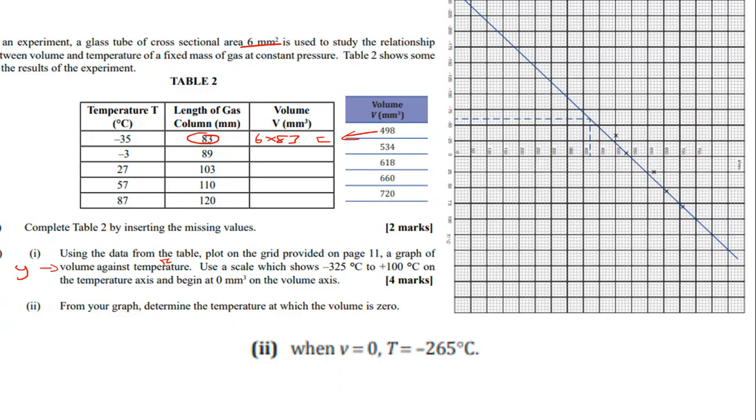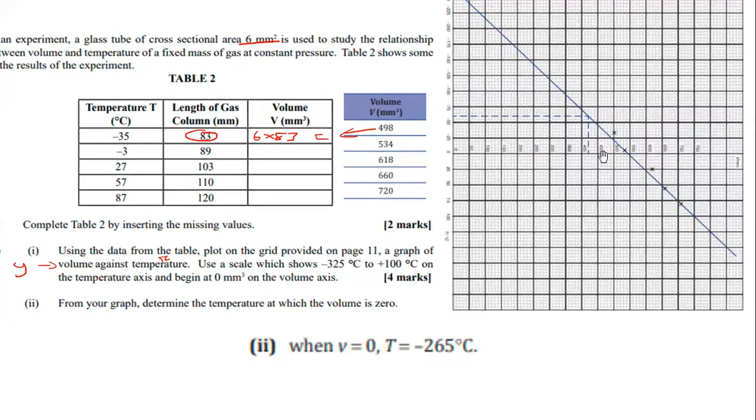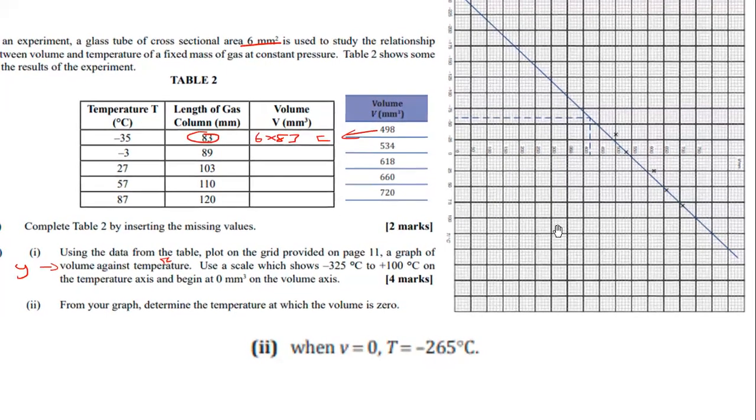Make sure you always put your labels on the graph. This is where your volume would go, and this is where your temperature would go. Temperature is going to be in degrees Celsius, so you put your symbols there. Now, it's important to make sure that when you draw the line, it actually touches the y-axis, because there's going to be a question related to that.